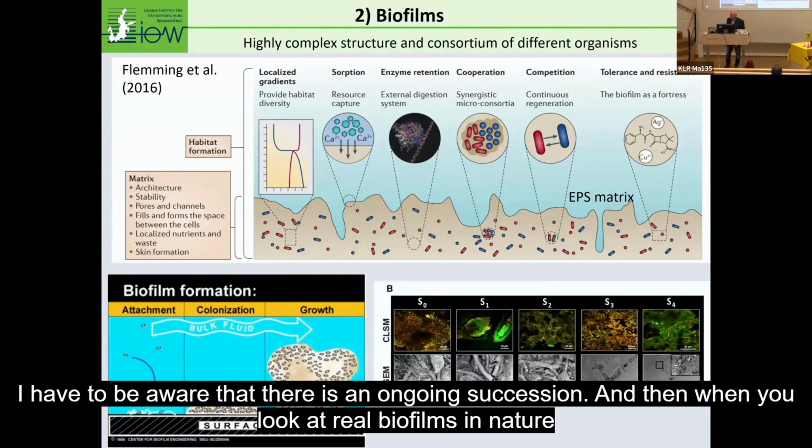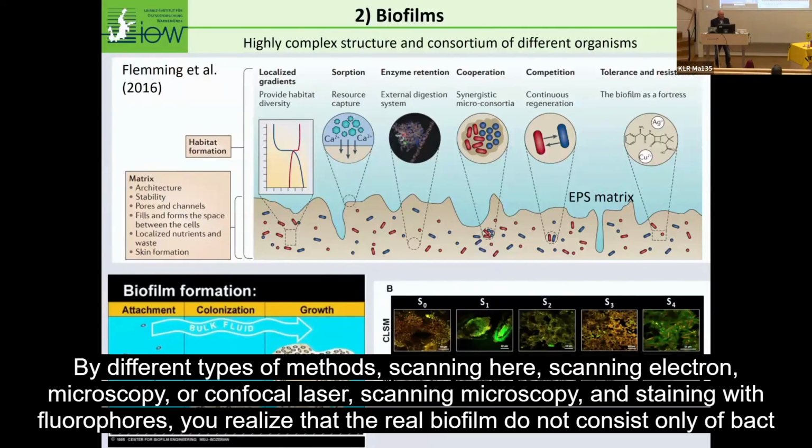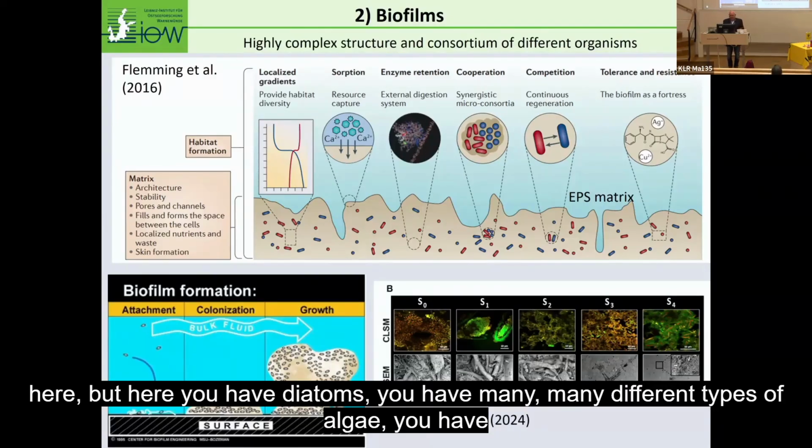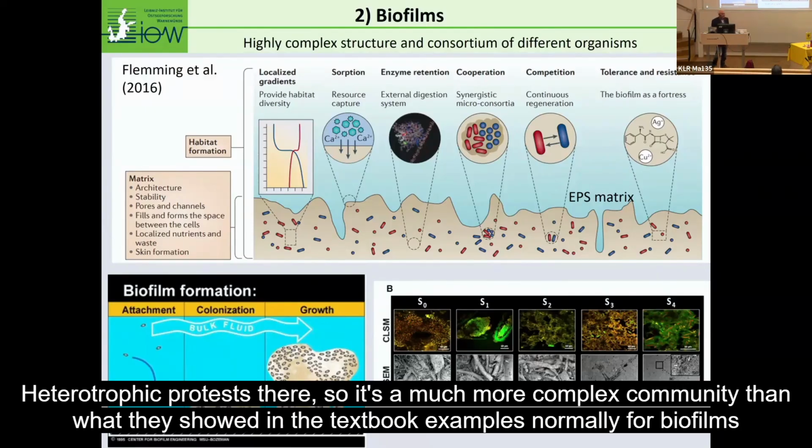And then when you look at real biofilms in nature, by different types of methods, scanning electron microscopy or confocal laser scanning microscopy and staining with fluorophores, you realize that the real biofilms do not consist only of bacteria, but here you have diatoms, you have many different types of algae, you have heterotrophic protists there.